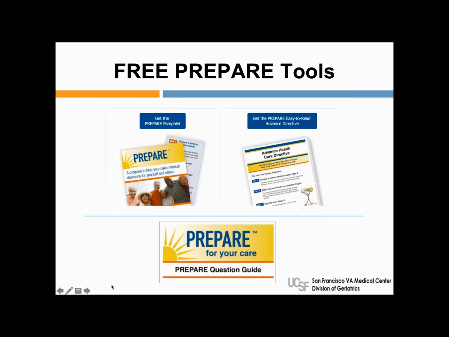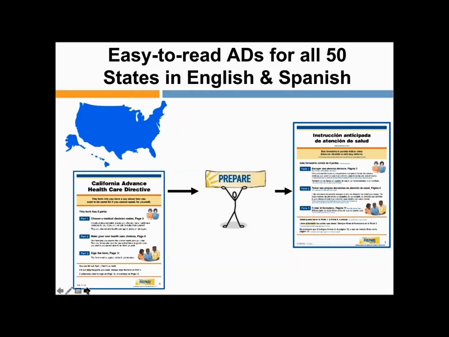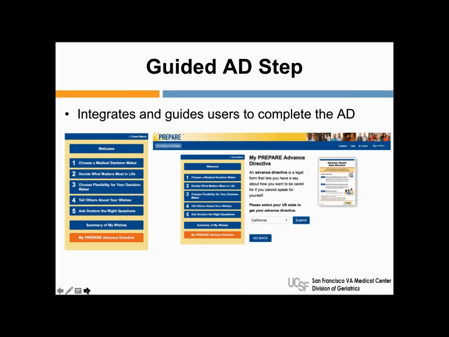So the free Prepare tools. There are Prepare pamphlets, which are easy to use and can be downloaded off of the website. We have an easy-to-use advanced directive and a question guide. The easy-to-read advanced directives, as I was saying earlier, are in 10 different languages in California, but it's actually available in all 50 states in English and Spanish right now through a generous grant from the Gordon and Betty Moore Foundation. And again, these are free on the website.